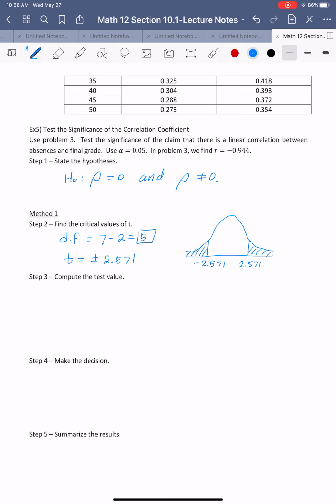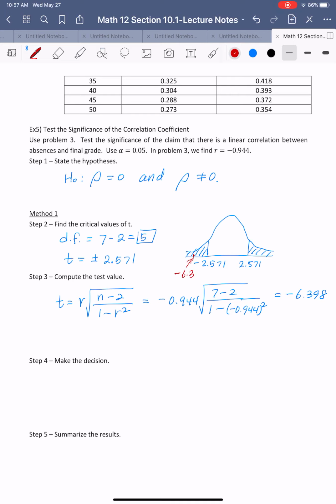In step 3, we're going to find the t value, which is r times the square root of n minus 2 over 1 minus r squared. So it is negative 0.944 times the square root of 7 minus 2 over 1 minus negative 0.944 squared. And then I got negative 6.398, which falls about here on the curve.